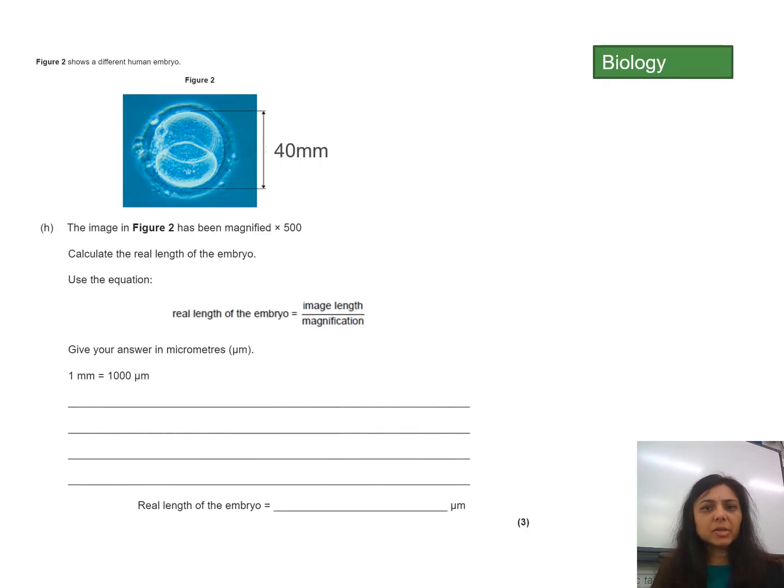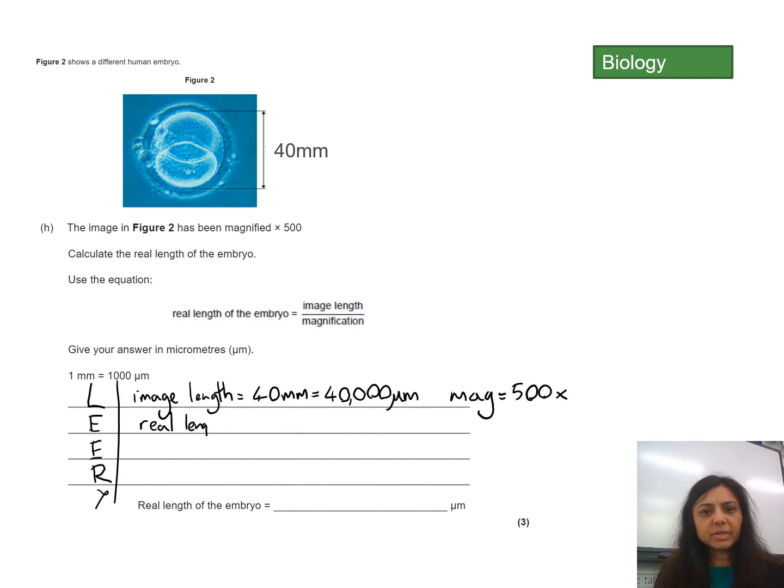This time we're using a biology exam question, and you can see you've been given 40 millimeters and a magnification of 500. The formula is real length of embryo is image length over magnification. They're also giving you the conversion of 1 millimeter to 1000 micrometers. So image length, you can write down, fill in the formula, fill in the values, work out the value once you've divided it, and you need to do the final conversion. So don't forget to convert, because they've asked you to answer in micrometers.